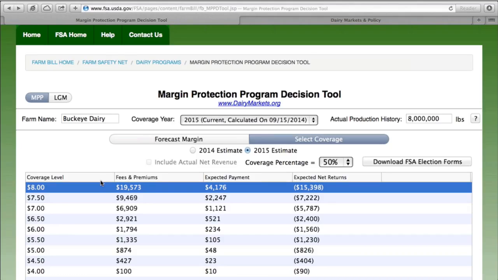And then you could sign up for MPP in 2016 so long as your LGM dairy coverage ended by December of 2015. For farmers currently enrolled in LGM, USDA has a transition allowance to help you transition from LGM to MPP should you choose to do so.